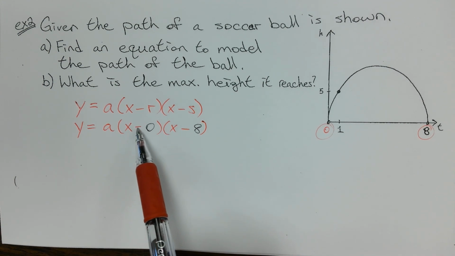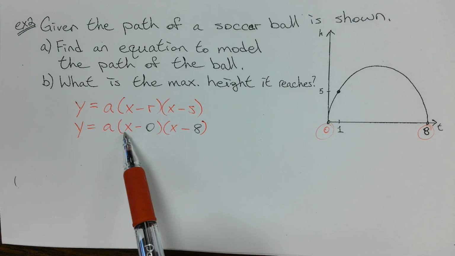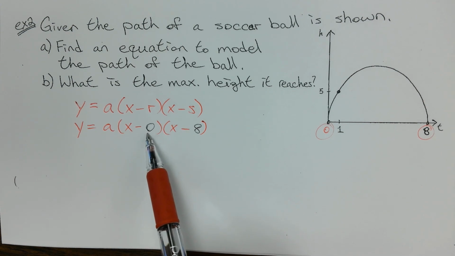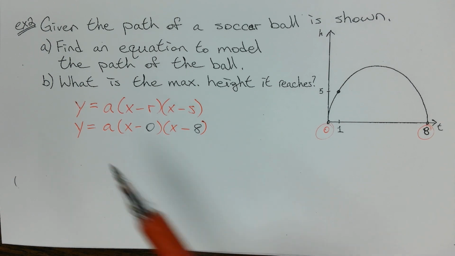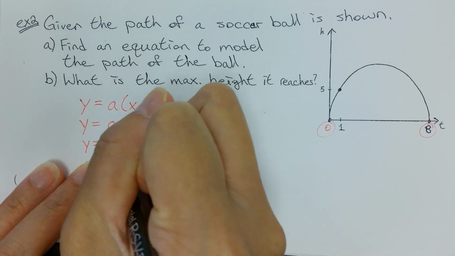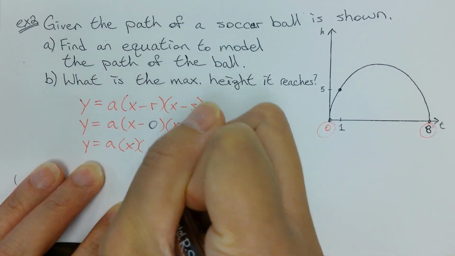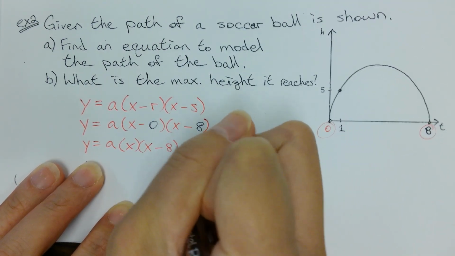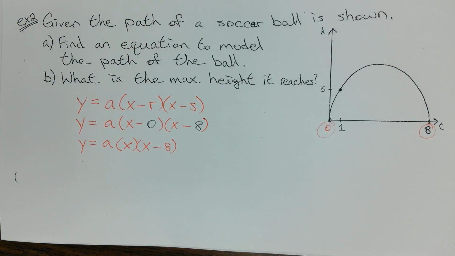What's x minus 0 though? X minus 0? What's x minus 0? X. Yeah, so I can simplify this equation to just y equals a times x minus 8. I don't even need the bracket. I could just have it like this.